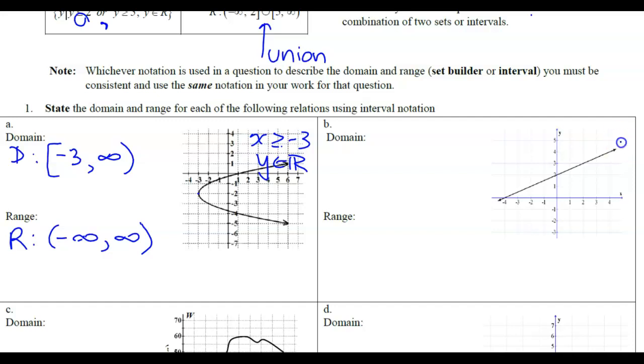Now this one, take a look. It's got arrows on both ends. Anytime it's a line, we call it an oblique line, so like a diagonal line, then it's going to be all real numbers for both. It's the easiest domain and range you could ever do. So it'd be all real numbers for both, which means this is going to be -infinity to +infinity, and range is going to be the same.